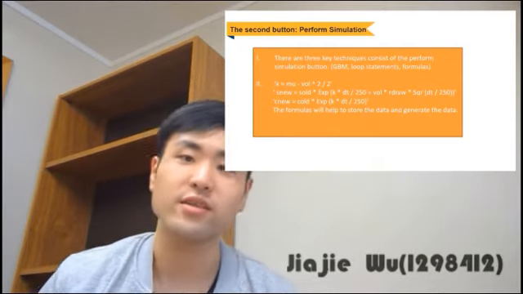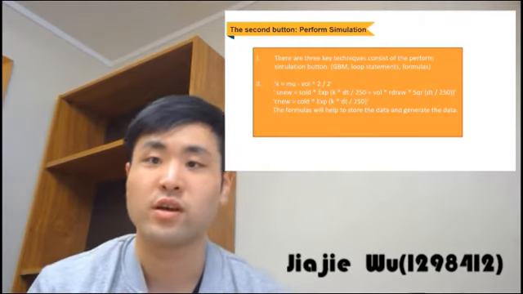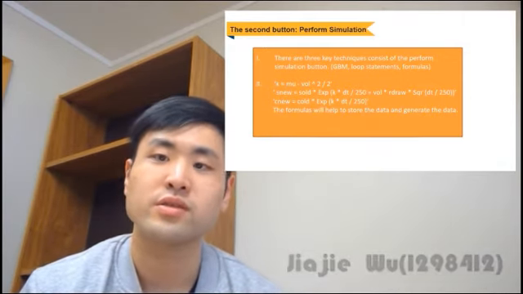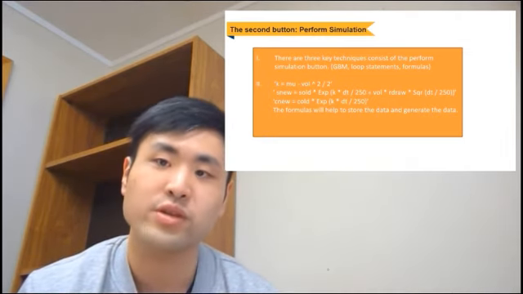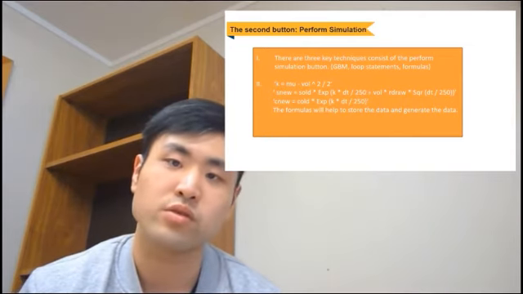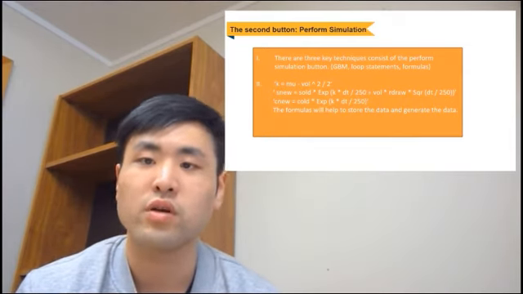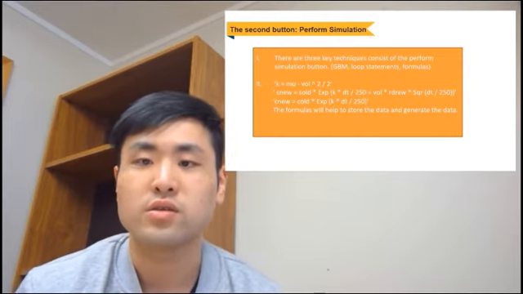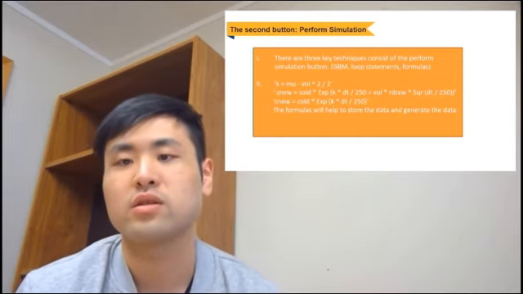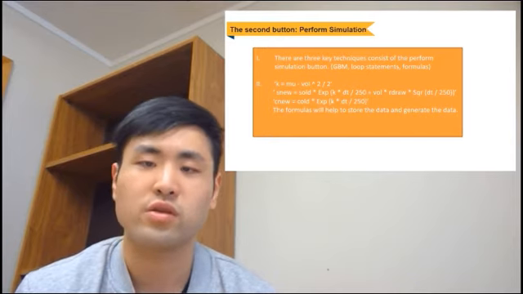And the next part will be Danny Wu's. I'm Danny. The second button is the perform simulation button. There are three key techniques that make up the perform simulation button. They are the geometric Brownian motion model, loop statements, and three basic formulas. These three key factors contribute to the function formulas.